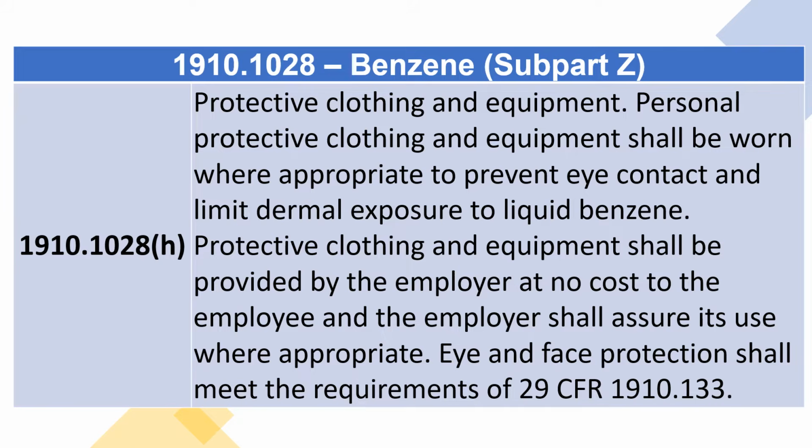1910.1028(h): Protective clothing and equipment. Personal protective clothing and equipment shall be worn where appropriate to prevent eye contact and limit dermal exposure to liquid benzene. Protective clothing and equipment shall be provided by the employer at no cost to the employee, and the employer shall assure its use where appropriate. Eye and face protection shall meet the requirements of 29 CFR 1910.133.